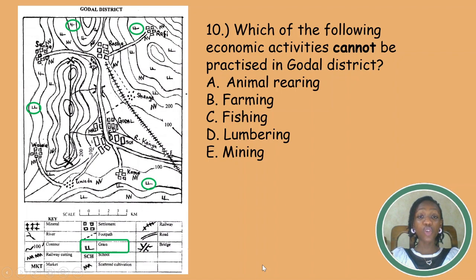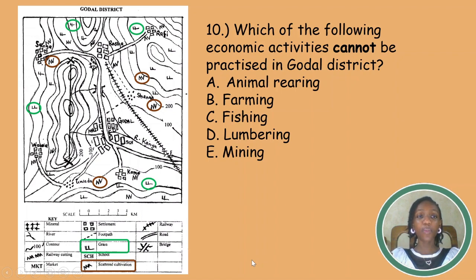Remember that the question said which of it cannot be practiced in Godal district. Don't be quick to pick an option and miss the question. So now option B, farming. Look at the key of the map and try to find which symbol supports this option. Scattered cultivation is present, and this indicates some level of farming. So this activity is also practiced in Godal as well, hence it's not the answer.